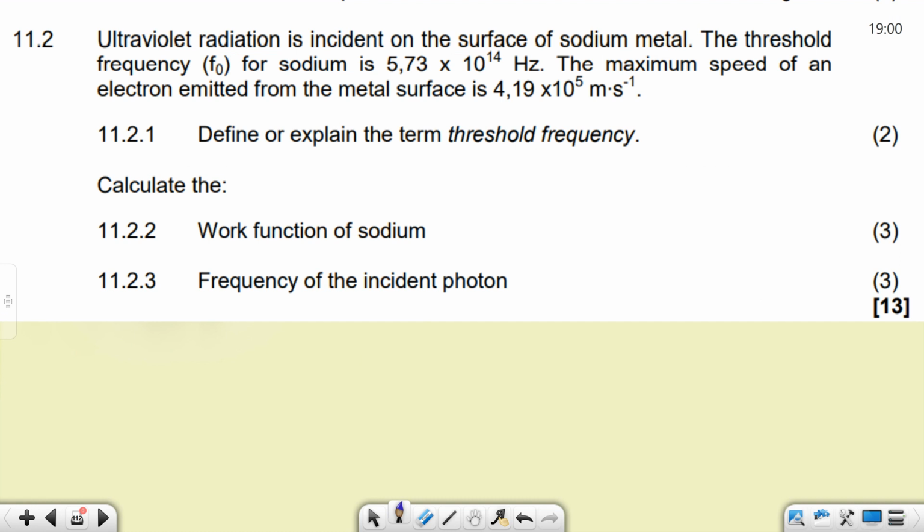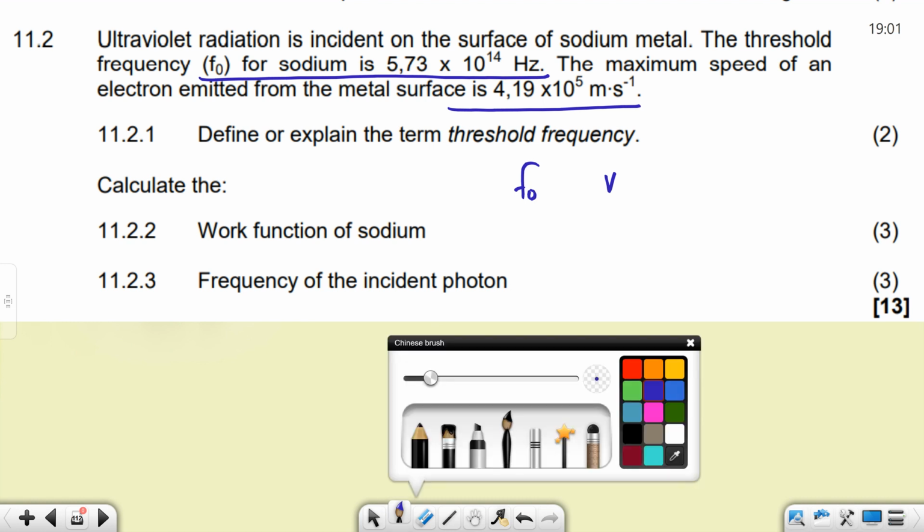Okay, let's check this. Ultraviolet radiation is incident on the surface of a sodium metal. The threshold frequency, please take note of the things you are given. Once you start taking note of that, boom, you'll get your marks. The maximum speed, check that. This thing is so easy. So I have threshold frequency and I have V. All right, define threshold frequency. We've done that. Calculate the work function. Oh, examiner says work function. Come on.